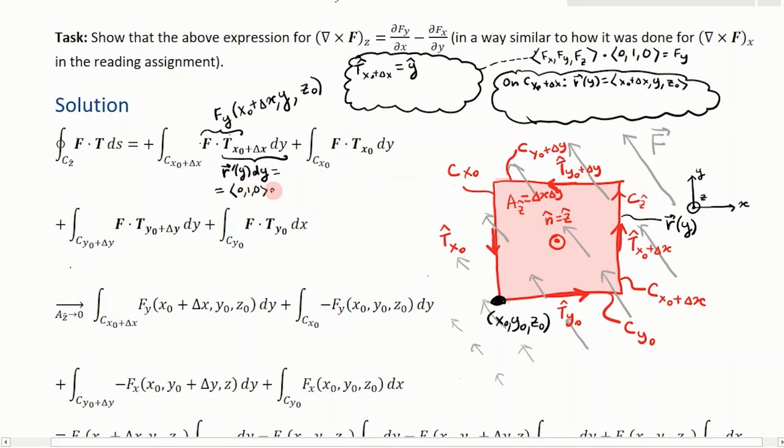And dy stays as before. So we get y hat times dy. So you see that this is equal to y hat times dy, so t hat must be equal to y hat. That's another way to explain why this is the case without involving geometry.